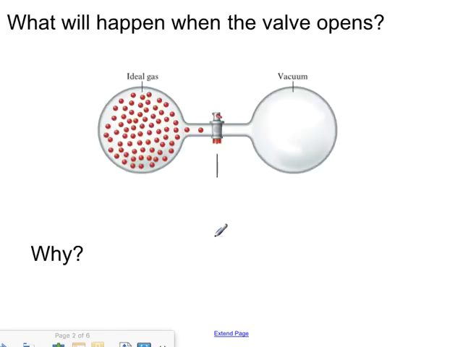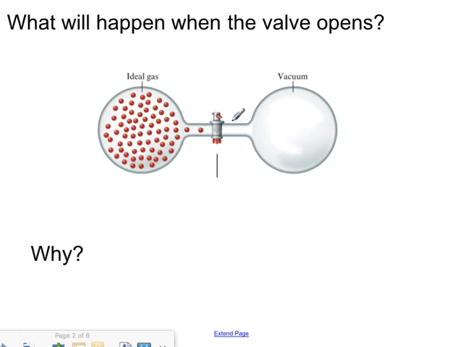Alright, so let's say I have this piece of glassware and it's got two bulbs, and in one side there's a gas that's behaving ideally, and the other side there's just a vacuum, there's absolutely nothing in there, and in the middle I have a stopper or a valve, and I'm wondering what would happen when I open this valve.